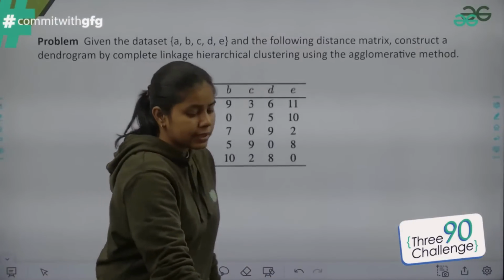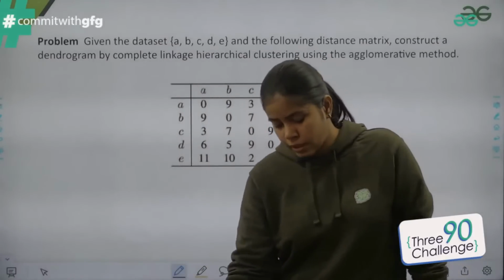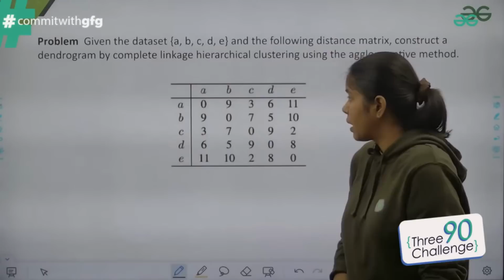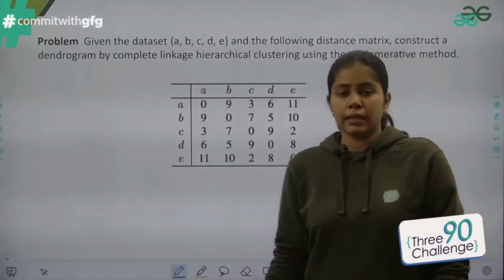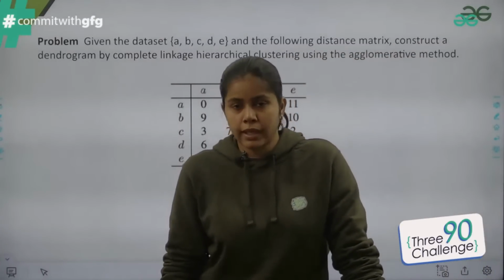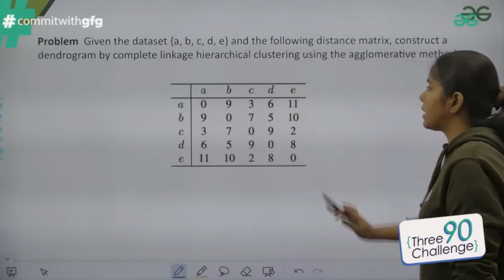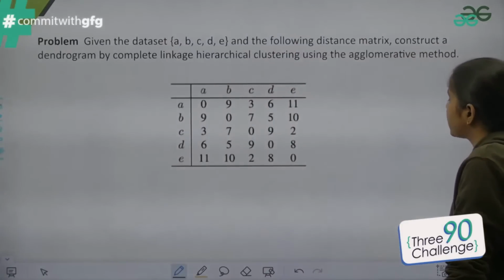Okay, so guys, just tell me if you know about hierarchical clustering. So what do we do in hierarchical clustering? We'll draw dendrograms, right? So the question is, given the data set A, B, C, D, E, and the following distance matrix, construct a dendrogram by complete linkage hierarchical clustering using the agglomerative method.